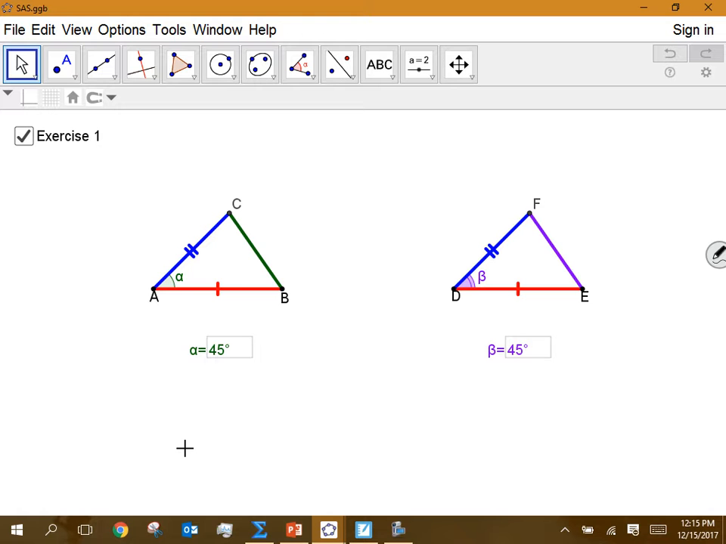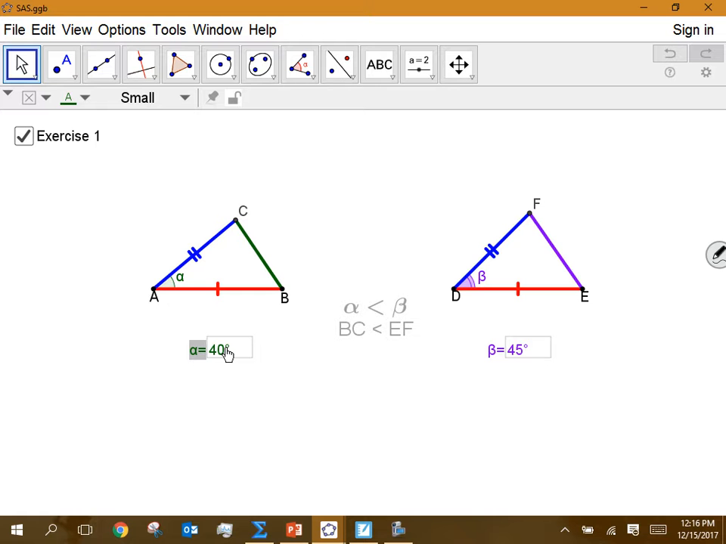Now, if they're congruent by side, angle, side, then CPCTC tells you that the green segment BC would be the same as the purple segment EF, right? So we can make that conclusion. We understand that when the shapes are congruent, we have equality amongst those two things there. Now, let's talk about what happens when I make this angle go to 40. When I hit enter, watch what that green segment does. It got shorter.